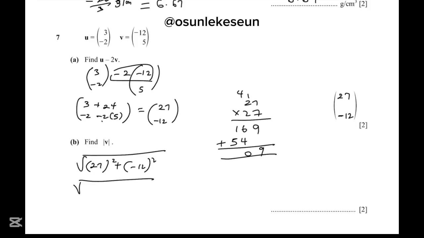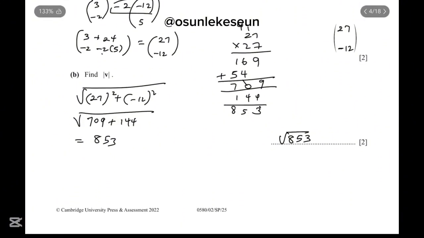This is 729. So I have 729 plus 12 squared, which is 144. So we can add it together. So 729 plus 144, wow, we have 853. So we can write it as root 853. So that's it for that.